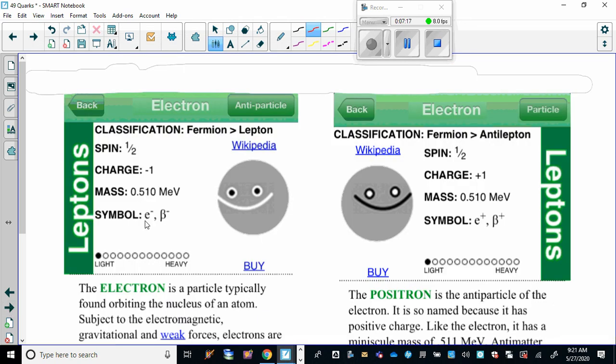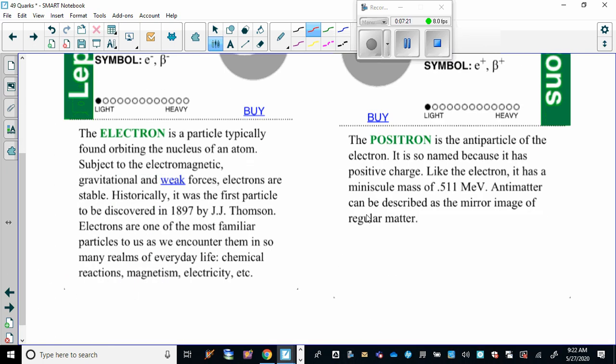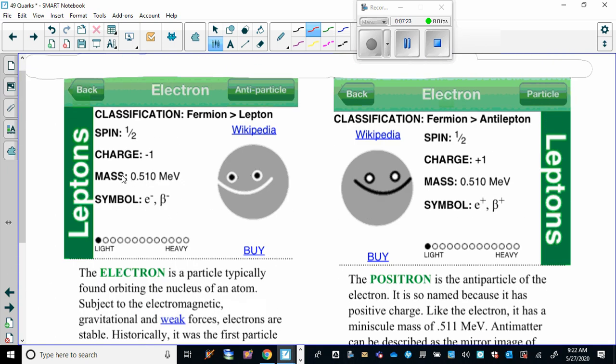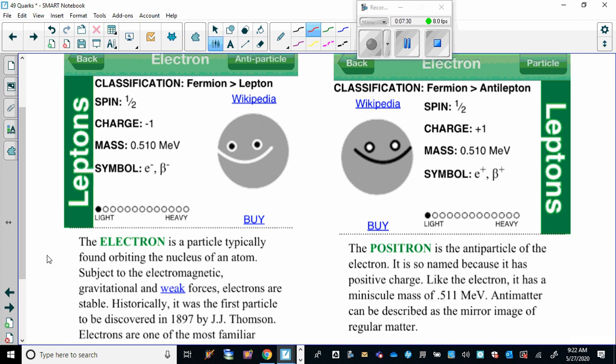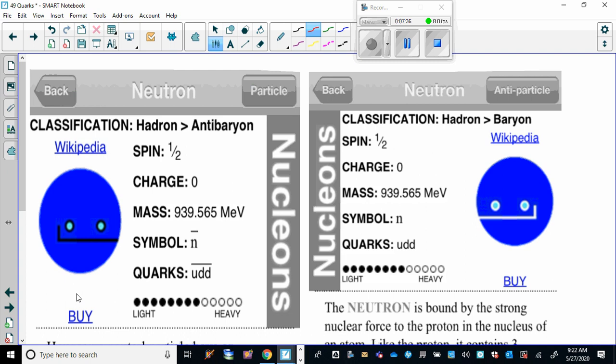Oh, and this is an app. You can get this app that has all these subatomic particles and some information about each one. It gives the mass, and notice the mass is in mega electron volts, gives the charge, gives the spin. You'll talk about spin if you do any university physics. I cannot speak intelligently about spin, so I'm not going to try.